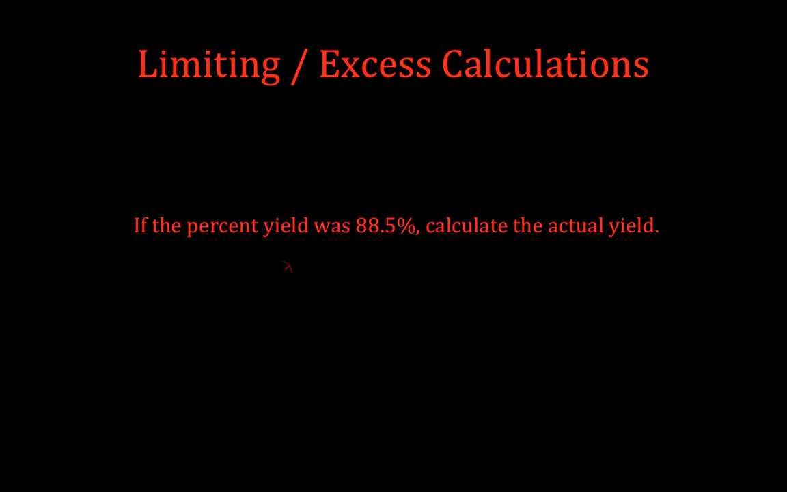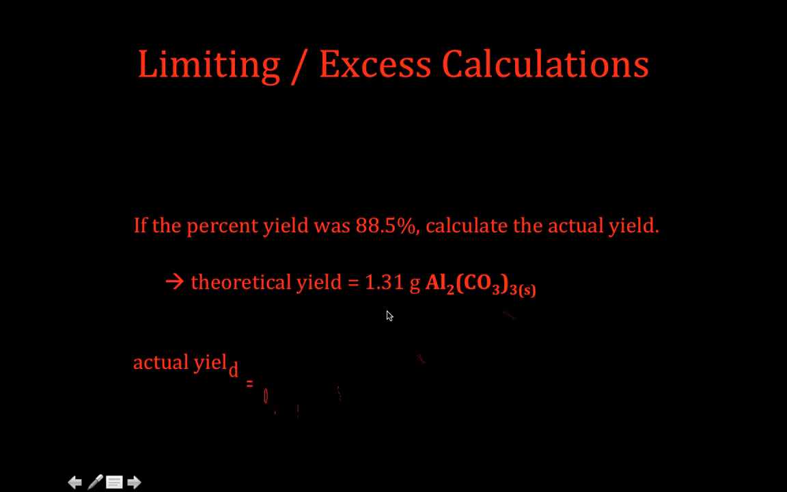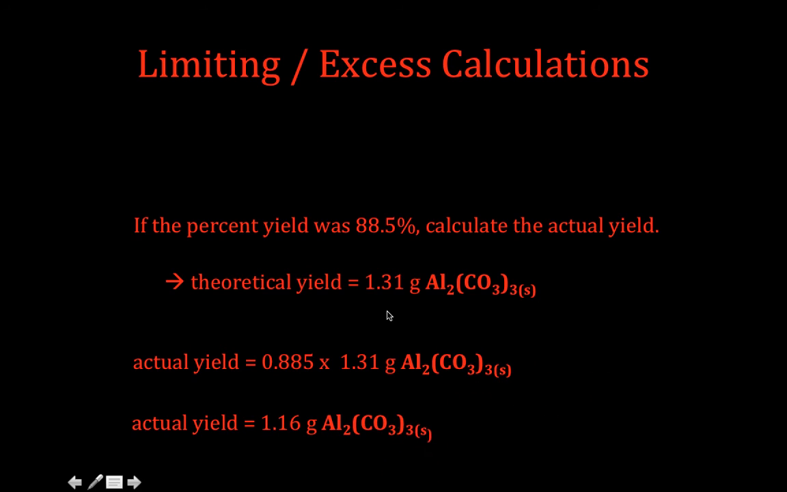Yet another example. We're told the percent yield's 88.5%. Calculate the actual yield. Well, we're going to use these two pieces of information. We know the actual yield has to be smaller, so we're just going to take 0.885, multiply it by 1.31. So we convert our percent to a decimal, and we get a number smaller than 1.31 grams. And we get 1.16 grams. That is a pretty good yield.